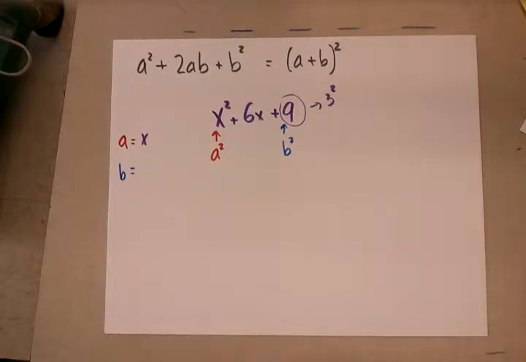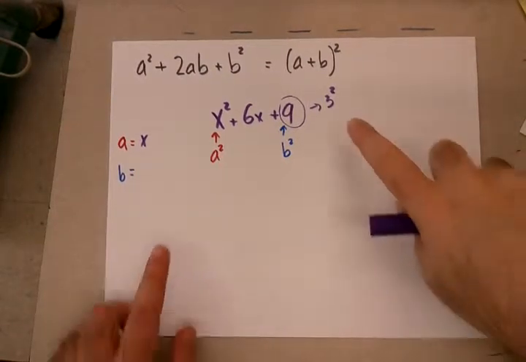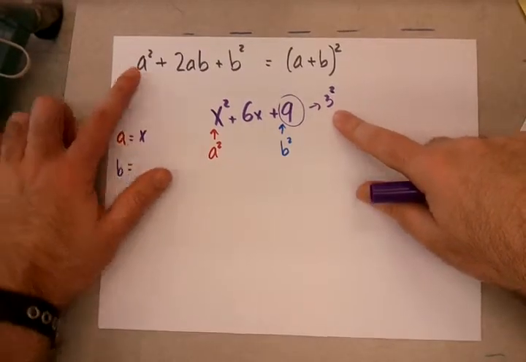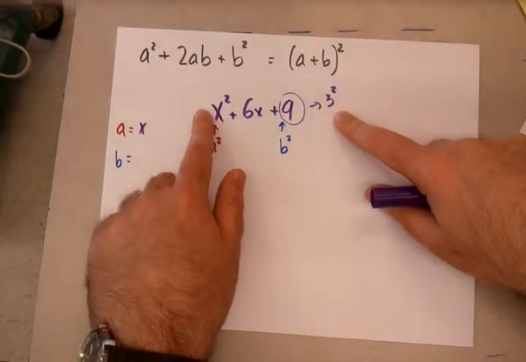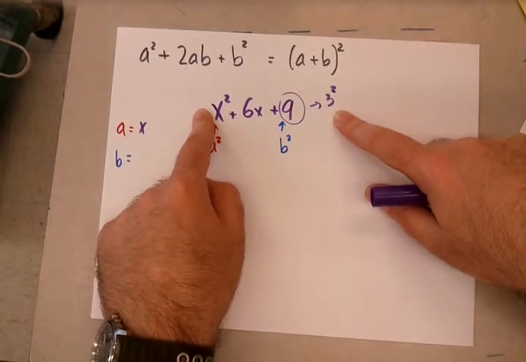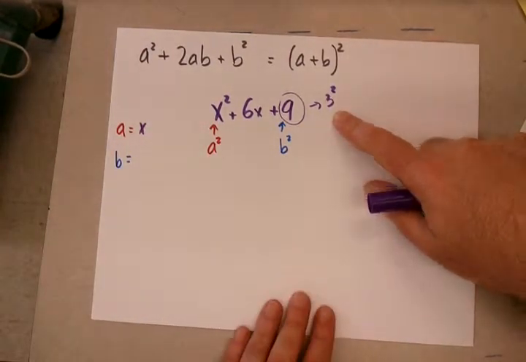So continuing where we left off for the 9.0 video lesson. We're looking at this problem here and we're trying to identify the A and the B values in this trinomial. The A should be in the first position. The A squared should correspond to the x squared, which means the A should correspond to the x.